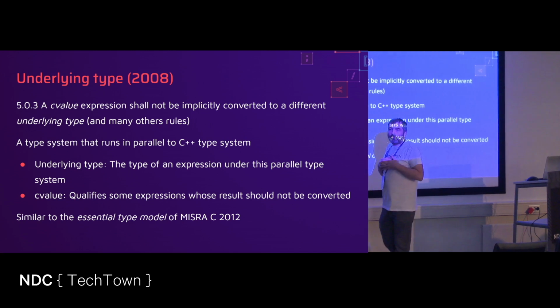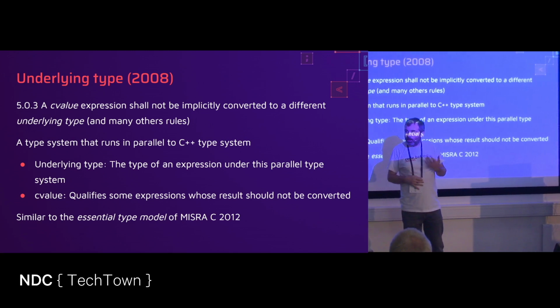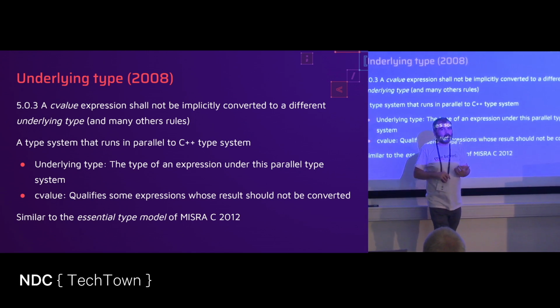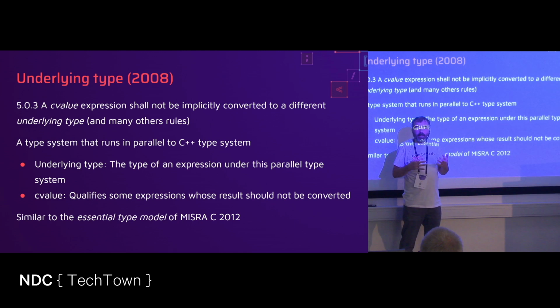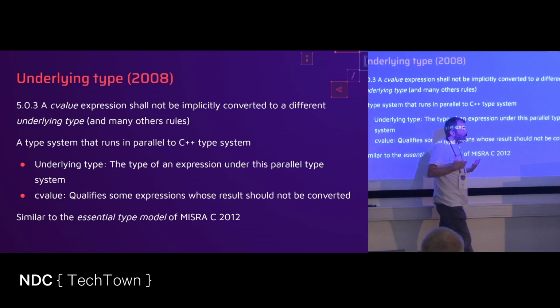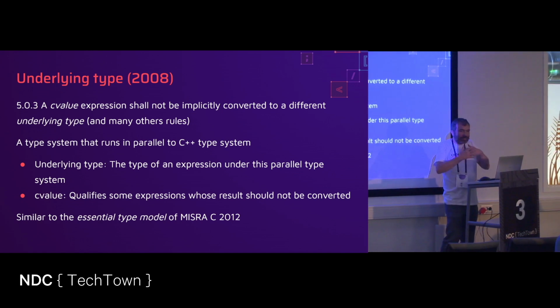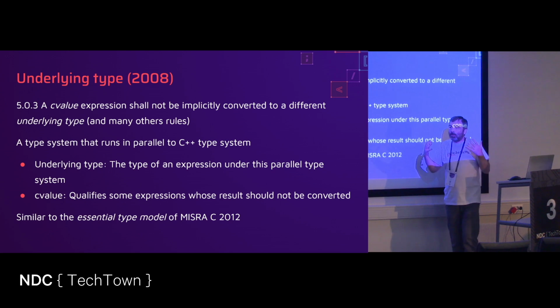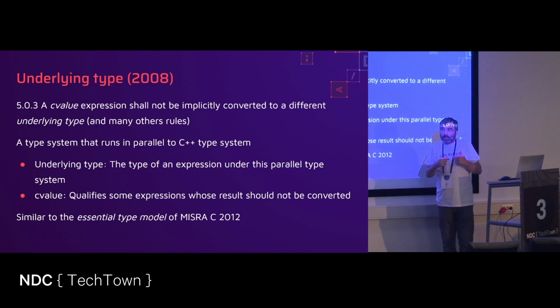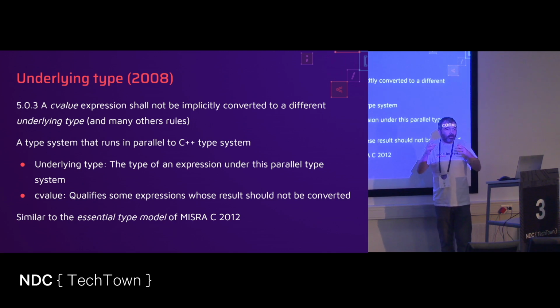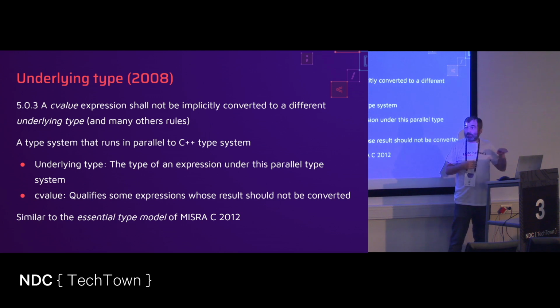Next one, underlying type. So if you don't know MISRA C++ 2008, you are very lucky, because you don't know this. This underlying type stuff is trying to put in place a type system in parallel to the C++ type system that makes numeric operations safer to use. And so it has basically 2 notions. It says that an expression has an underlying type. So an expression has a type, which is what C++ says, but it also has an underlying type, which is what MISRA says. And it has the notion of cvalue, which is the value that is obtained from some kind of expression, and then it restricts what can be done with underlying types and cvalues. If you know MISRA C, there was the essential type model in MISRA C, which is basically the same, just a different name.